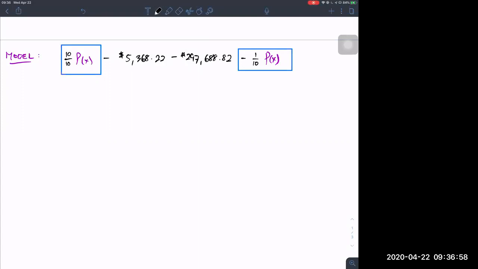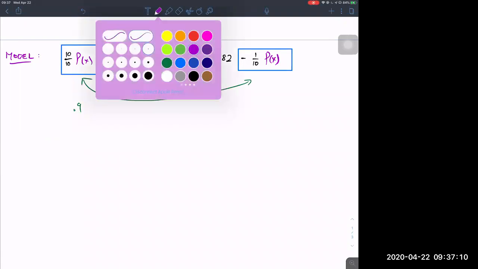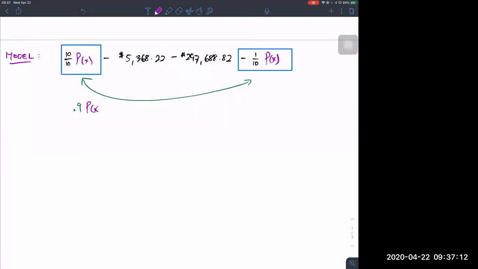It condenses the variables, or in this case, the profit function together to make it easier to understand. And that's where the whole 0.9 P of X comes from. The numbers in black stay the same. So hopefully that answers the question right there. It also will help you answer the question in terms of the break even for the model, right?